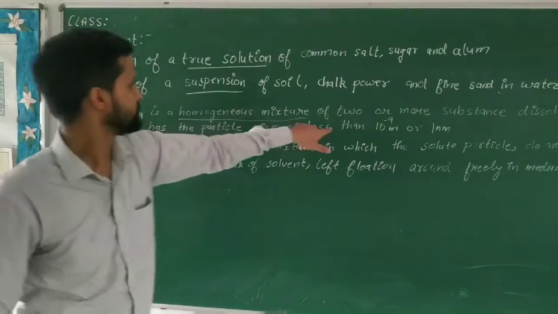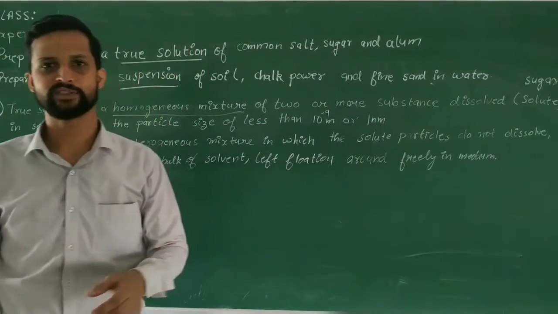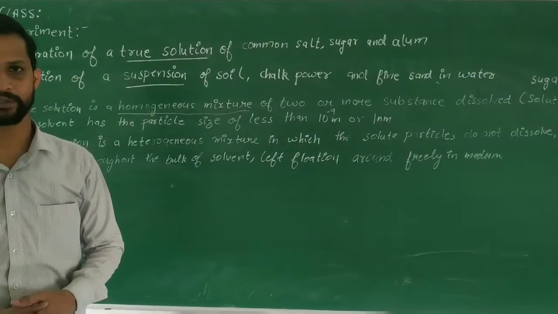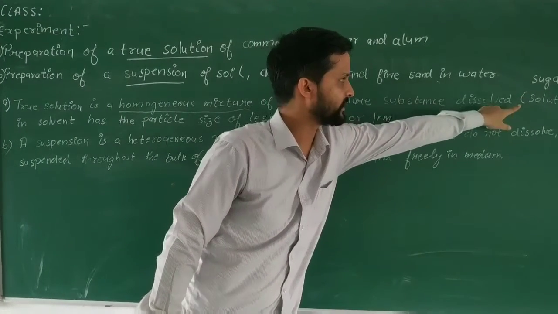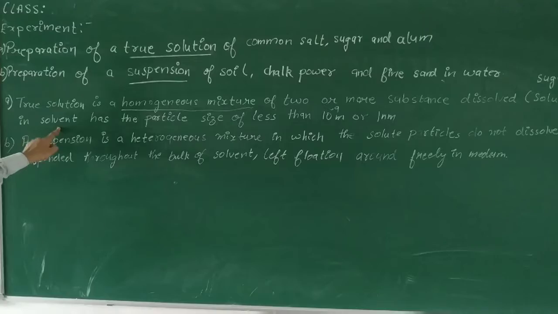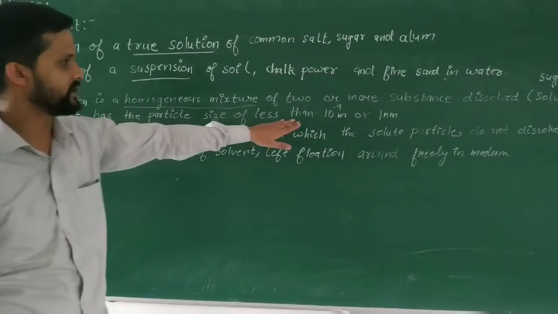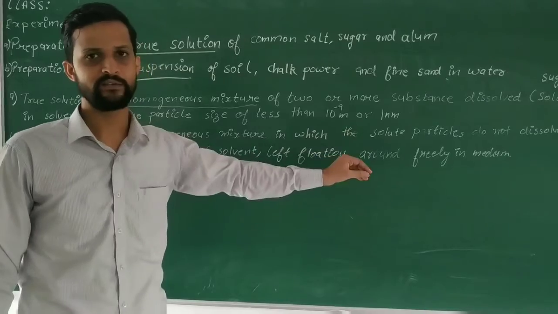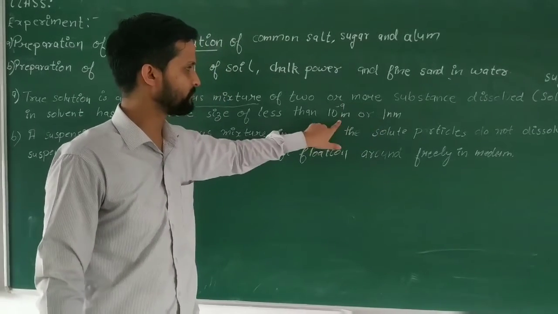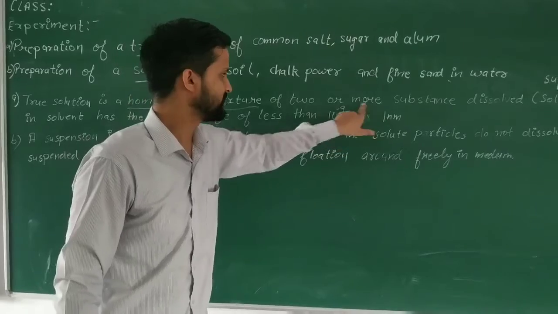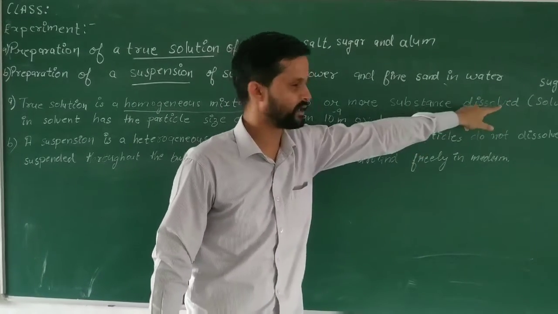Here the definition is: a homogeneous mixture of two or more substances dissolved. Like we can dissolve sugar and salt, that means more than one component. Sugar and salt are called solute, in a solvent like water, with a particle size of less than 10 raised to power minus 9 meter, or 1 nanometer. So 1 nanometer equals 10 raised to power minus 9 meter. This is the size of the particle of solute.